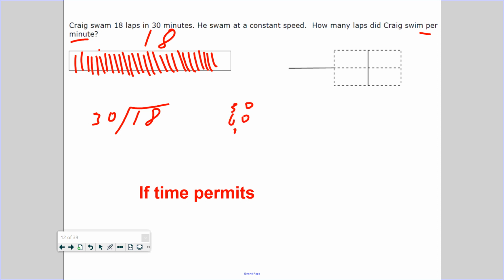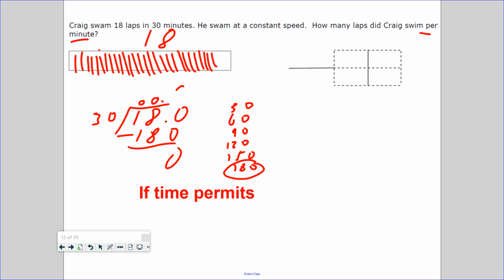30, 60, 90, 120, 150, 180. So can 30 go in 1? No. Can 30 go in 18? No. Annex a 0. Oh, 180 is right here. That's the sixth number. So 0.6. So he can do 0.6 laps per minute.